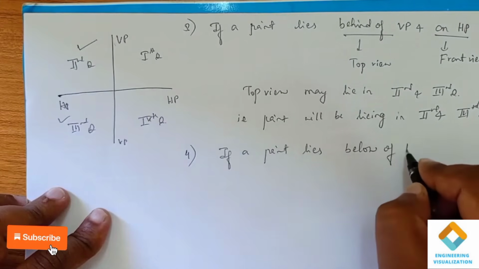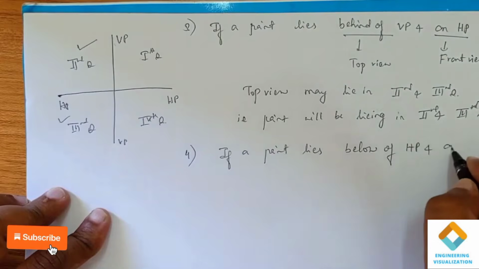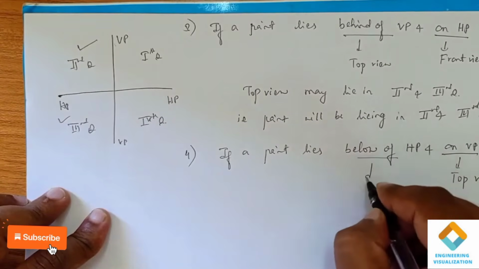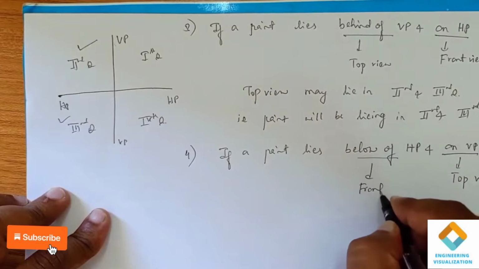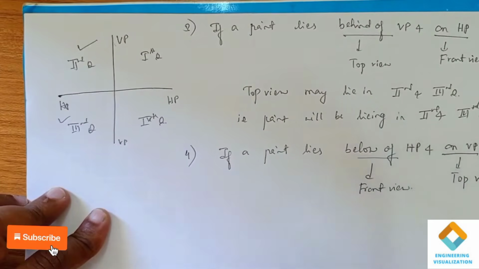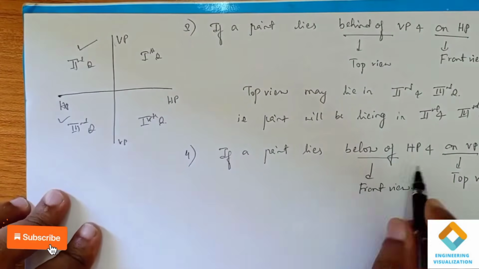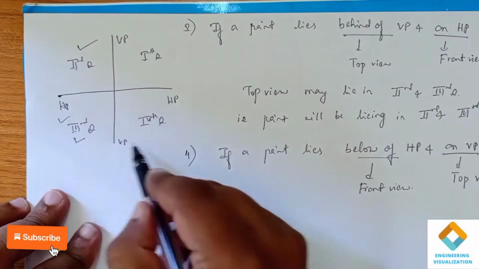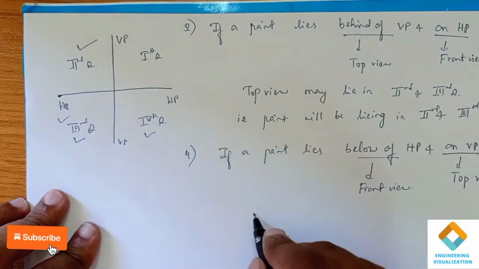Similarly, if a point lies below of HP and on VP. On VP means this is our top view. So below of HP means it is front view. So below of HP means two chances. The point may lie in third and fourth quadrant, that is front view.